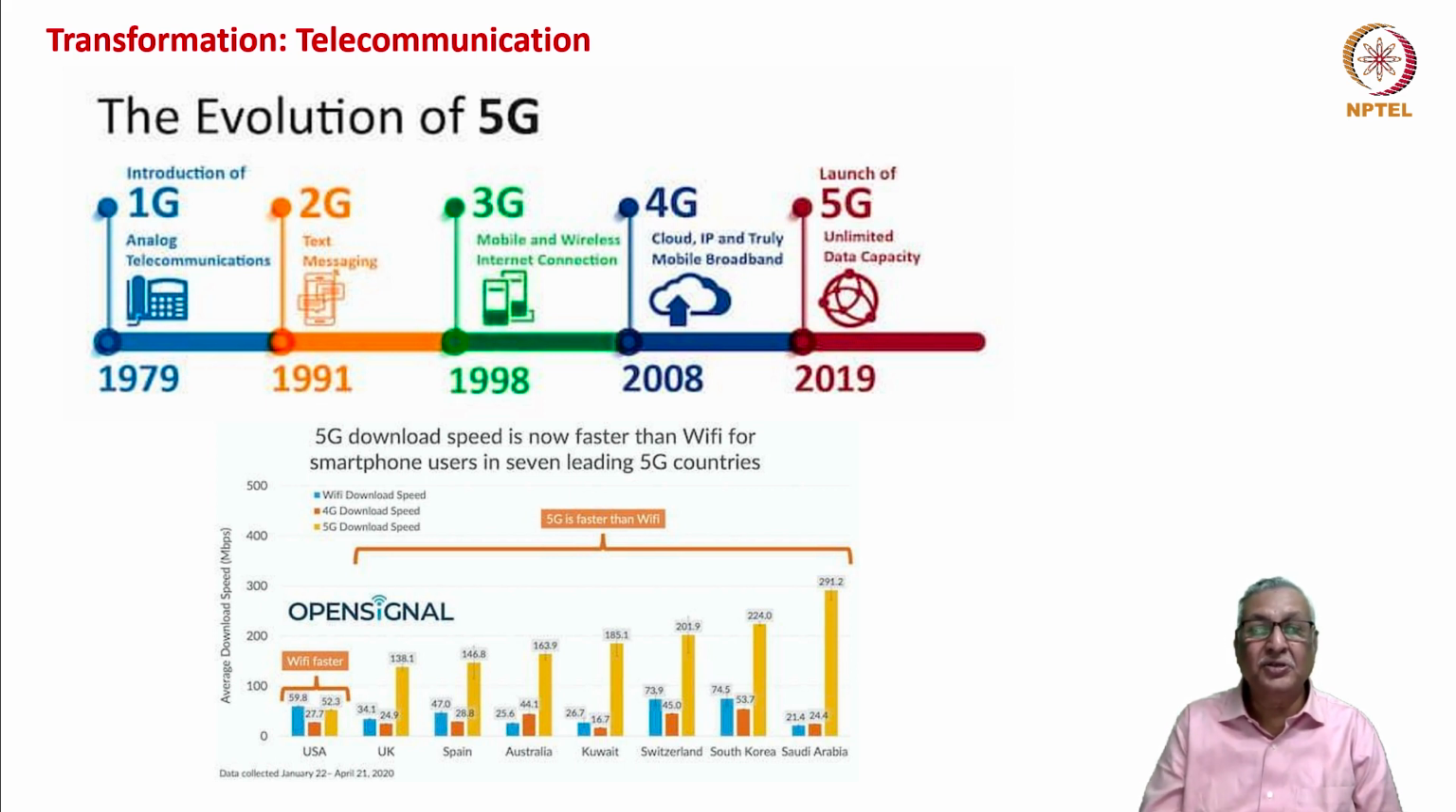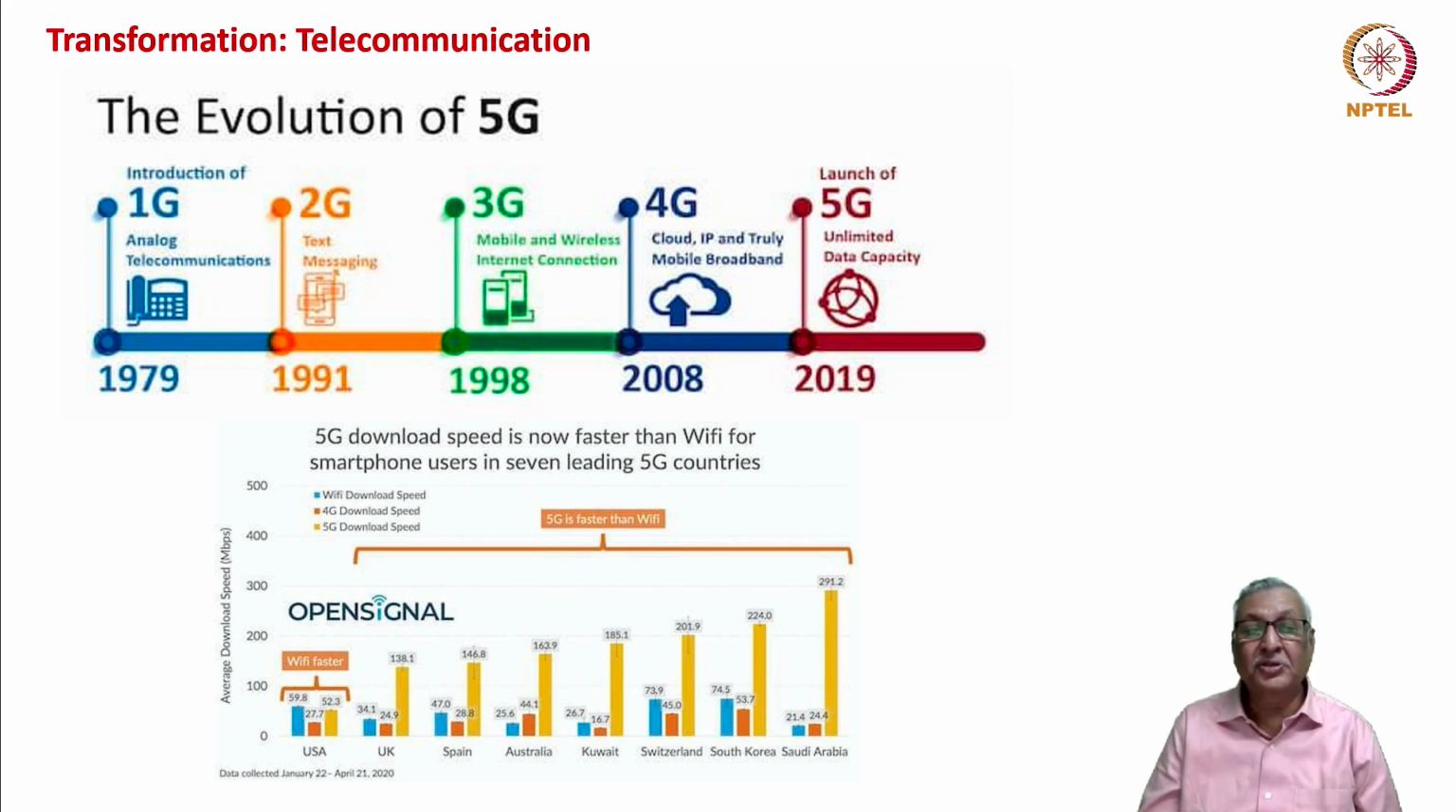The evolution of 5G over 4 decades from 1979 to 2019 is a striking example. In 1979, all we had was 1G, which is analog telecommunication methodology. With the advent of cellular telephony, text messaging came in a big way with 2G in 1991. 3G took root in 1998 with mobile and wireless internet connection. 2008 saw the introduction of 4G, cloud, IP, and truly mobile broadband. And launch of 5G occurred in 2019 with unlimited data capacity.